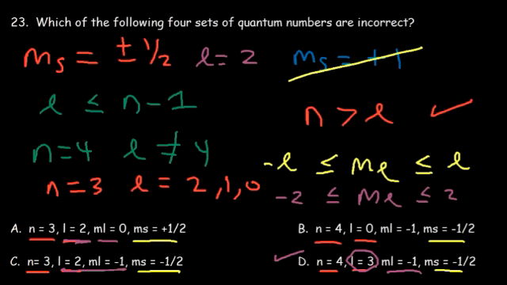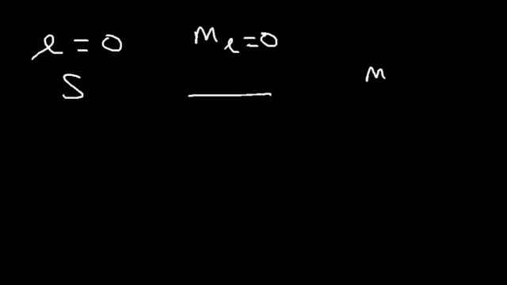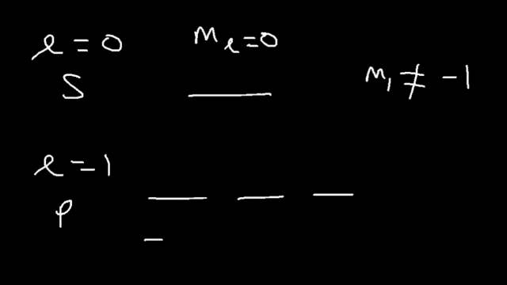The only thing that doesn't work is B. When L is 0, ml can be only one value, 0. It can't be negative 1. So B is the one that's incorrect. So just to review, whenever L is 0, ml can only be 0. This is the S sublevel and there's only one orbital. So ml cannot equal negative 1. Now, if L were to equal 1, this would be the P sublevel, which has 3 orbitals, and ml could be negative 1, 0, or 1. And so this would have worked if L was 1, but since L is 0, ml can't be negative 1.